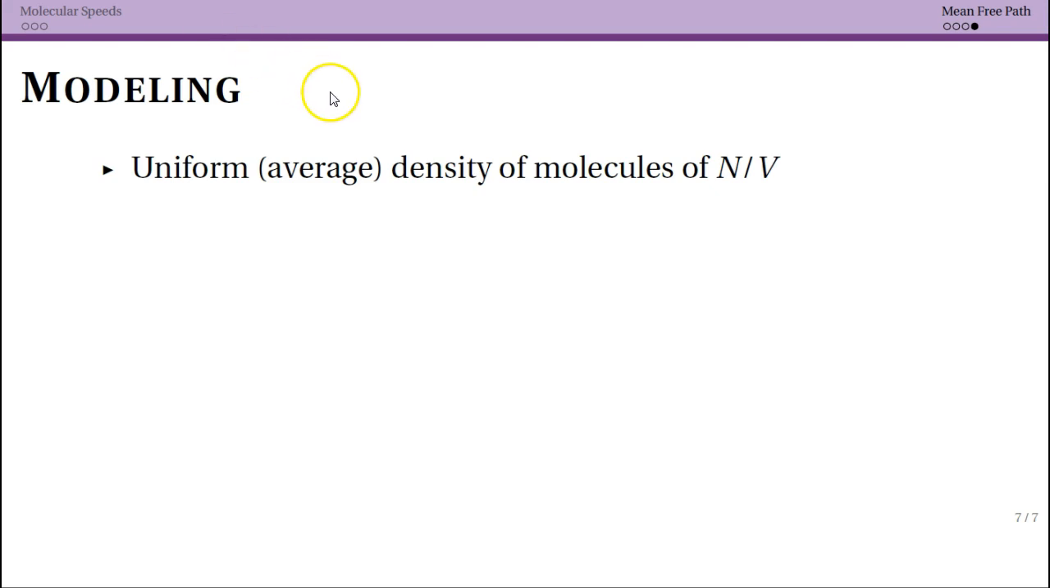First, we're going to assume that there's an average density of molecules. Now, obviously, in the gas, some molecules are closer together and some are farther apart, but that's fine. We're just going to assume one value. This might look like we're assuming a uniform density, but really you can just think of it as an average density. So this is the number density because it's just the number of molecules divided by the volume.